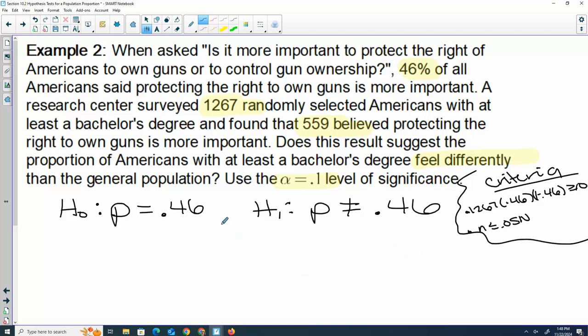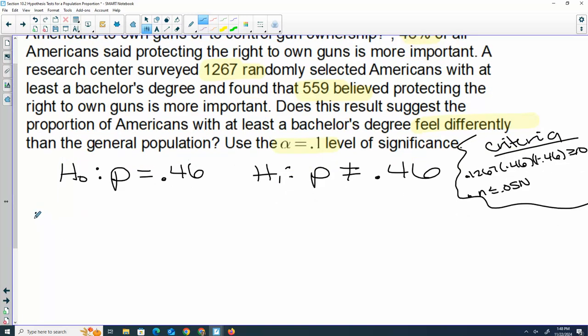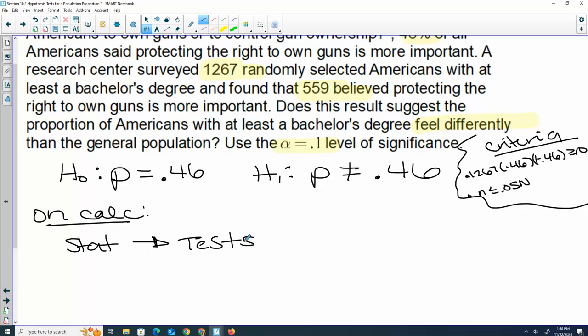Alright, if we are doing this on the calculator, you are going to go to Stat, Tests, and it's number 5. We have a 1 proportion, we have 1 p-hat, and we're doing a z-test. Stat test number 5, 1 proportion z-test. And then it asks us some questions. The p sub 0, that's the p of the null hypothesis, which is 0.46.